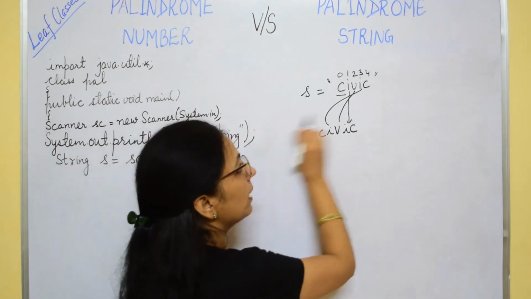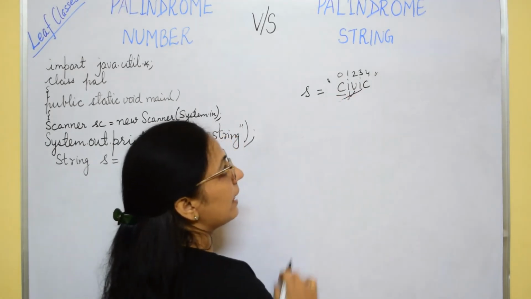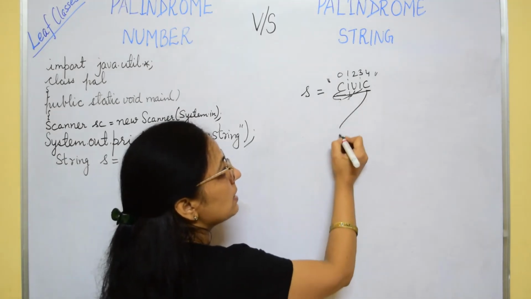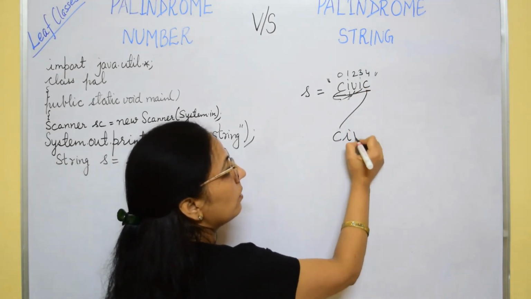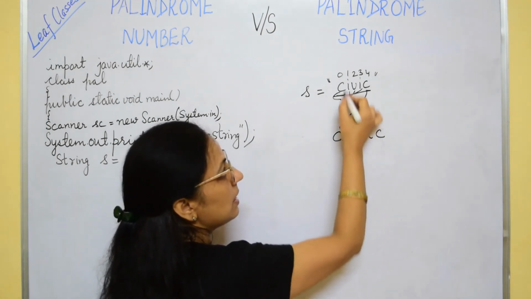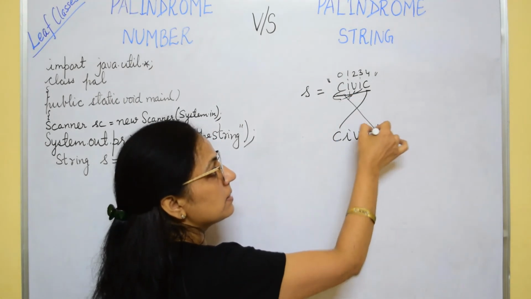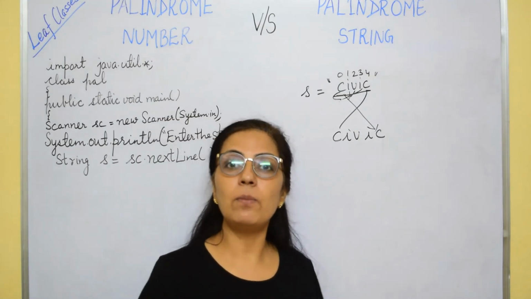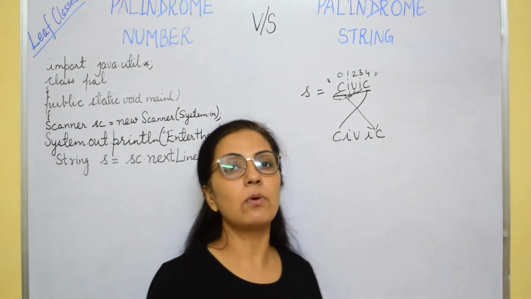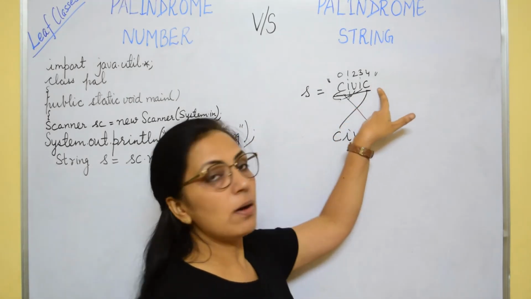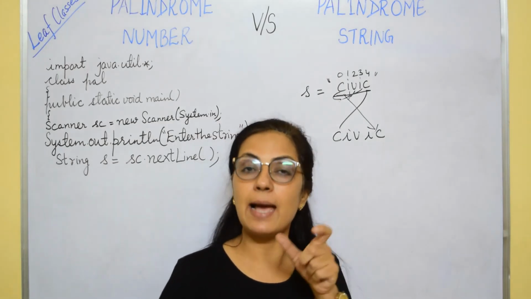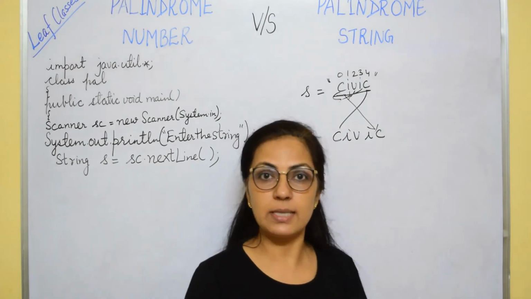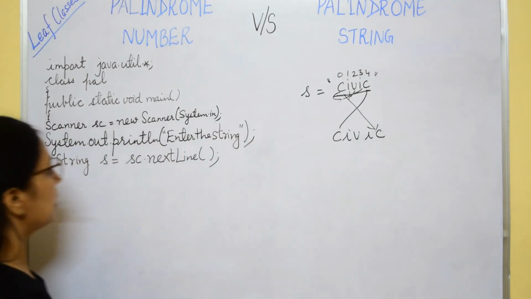Or what we can do, we can extract the characters from right to left and store them. So I'll extract C first, then I, then V, then I, then C: C, I, V, I, C. This is this, right? So I suppose children find this method easier to do. So I'll be telling you the program extracting from the rightmost to the leftmost, as in numbers also we have extracted from right to left. So here also we'll be doing the same thing.